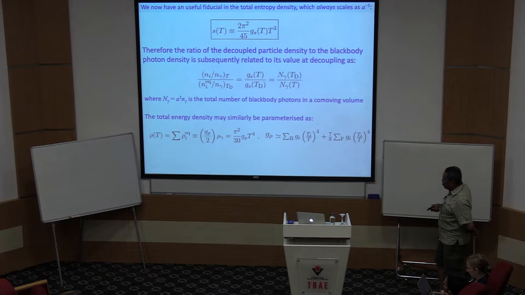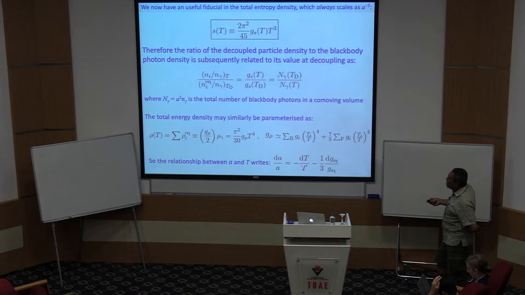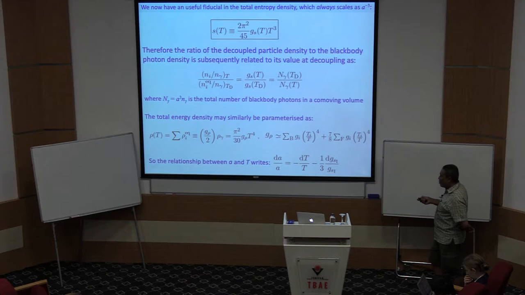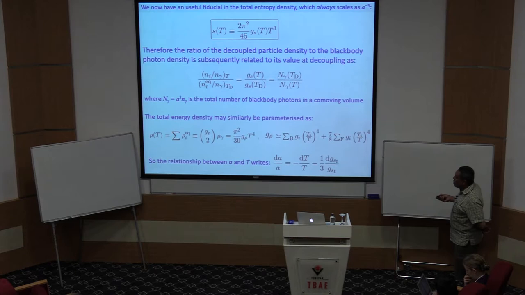I can similarly parameterize the energy density by summing up the individual energy densities in the ith particle, and they are all going as T to the 4, and therefore this will be the sum of the bosonic and the fermionic. The 7/8 factor is to distinguish fermions from bosons, it's just statistics. The two terms come there. And so the relationship between A and T, now I can write as d log A by d log T equals this, the logarithmic rate of change of the interacting degrees of freedom. So in other words, the adiabat A times T equal to constant is altered by any change that there might be in the interacting degrees of freedom.